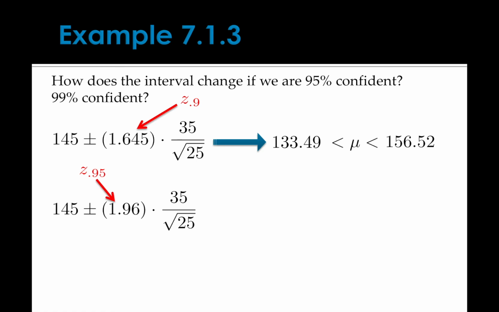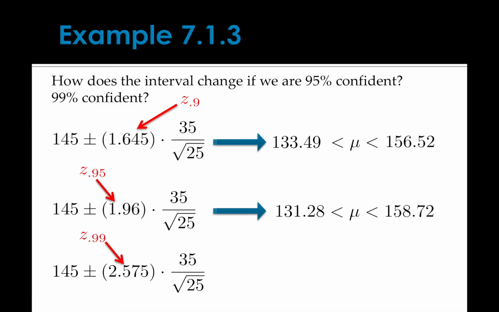Okay, so when I do 145 minus that number and 145 plus that number, I get this interval. All right. So that would be our confidence interval if they had asked us to be 95% confident. If they had asked us to be 99% confident, we would put z.99 in there. I just pulled that out of the table that I gave you. We didn't actually calculate that one together. 2.575. Again, all the other pieces of that formula are the same. So if I do 145 minus that stuff, 145 plus that stuff, you get that interval.